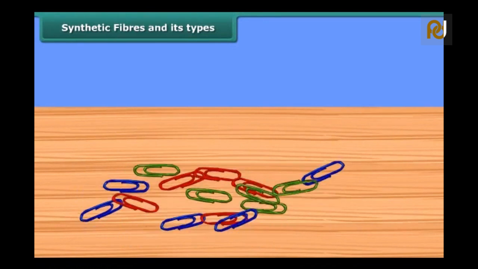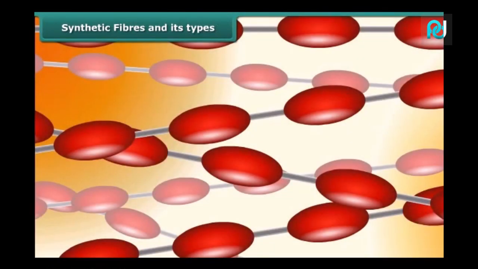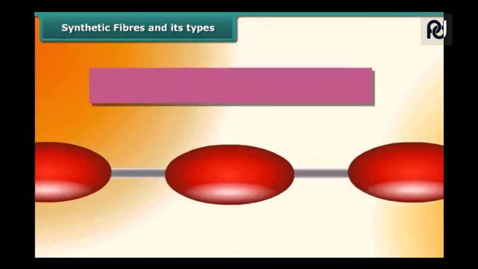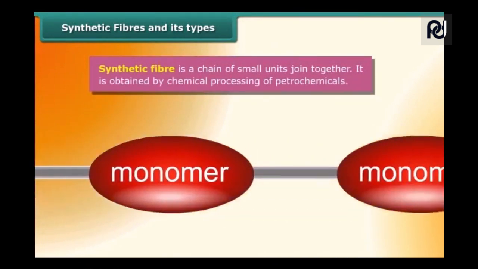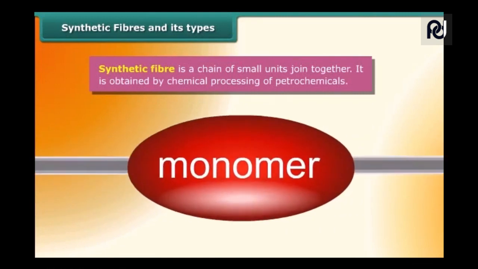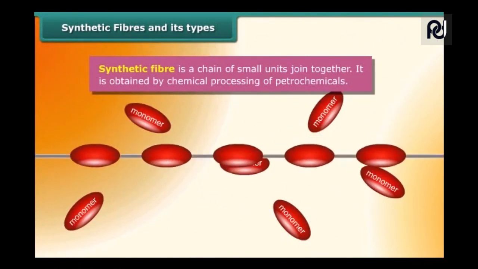So let's join all the paper clips in one single line. What do you observe? This is the same organization present in any polymer. Each polymer is made up of smaller units named as monomer. It is obtained by chemical processing of petrochemicals, and so synthetic fibers are an example of a polymer.